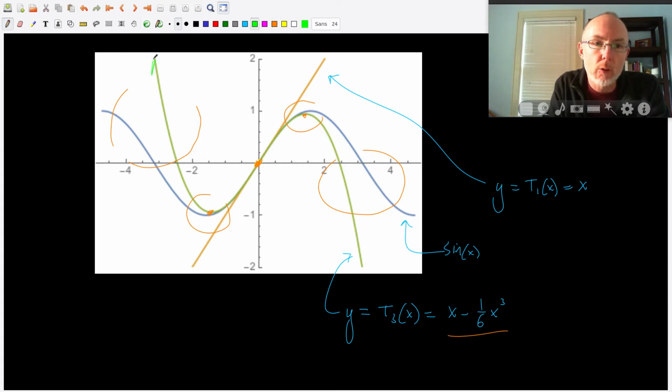And in fact, we know for this green function, this cubic, it must continue down to the right and up to the left, because this function is a negative x cubed kind of shape. And so it has to go off to positive infinity when x goes to negative infinity, and to the right it has to go down to negative infinity. So it can't capture the whole oscillating idea of a sine function, but it's getting better. Let's have a look at higher degree Taylor polynomials.